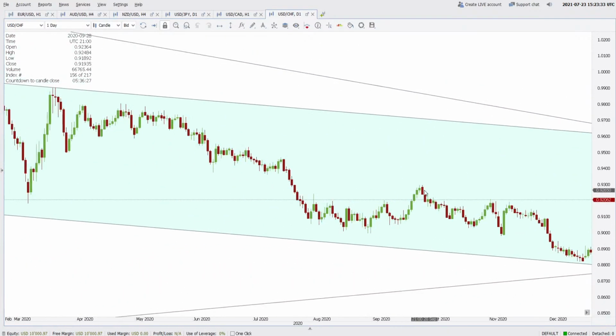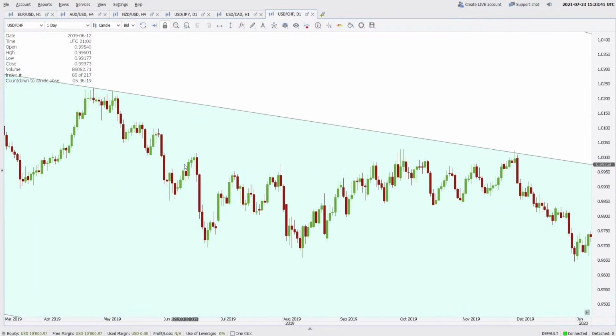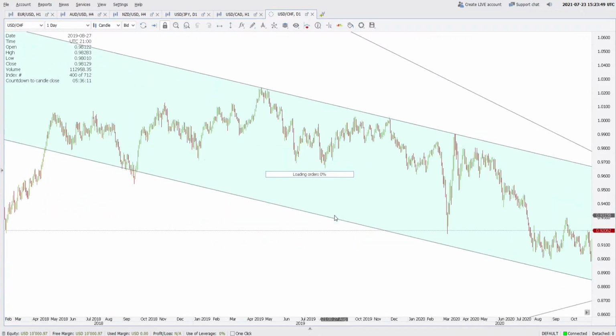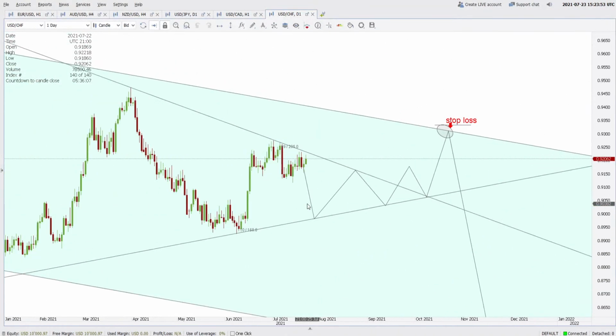Another example of bearish pin bar is this one, and this is also a bearish pin bar. All right, this is a bearish pin bar at resistance, and if you keep the stop loss at the high of this candle, you will get a very nice down move. So this is all about today's key levels.